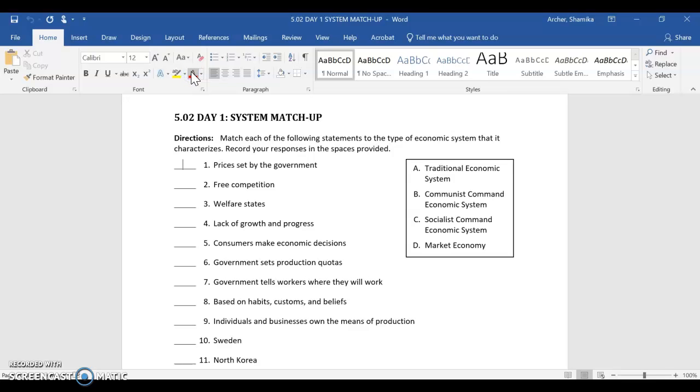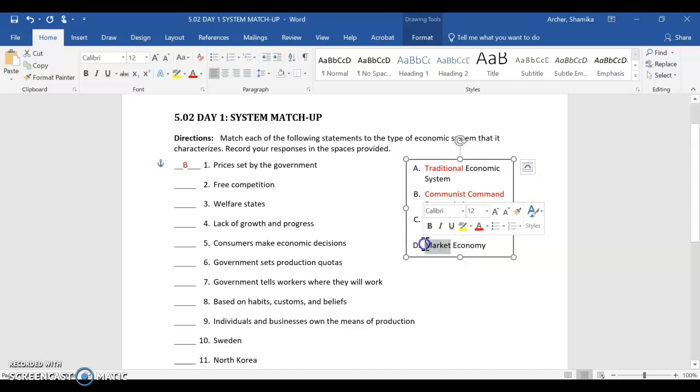If we refer back to the PowerPoint, this is going to be a communist command economic system. Don't let all the extra words go over it. Look at command. I don't want you guys to overthink stuff. Command, or communism, I believe that is one of them. So command, communism, and then socialist, and then the market economy. Okay, so we got the basis there.